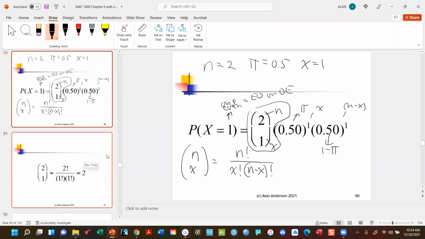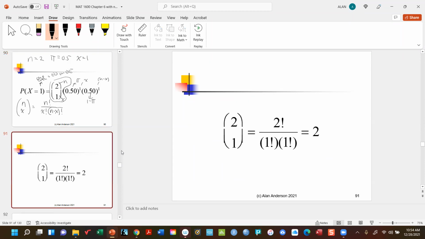And let's jump ahead and look at that. And that turns out to be 2, okay? Because this is what you're actually getting: 2 factorial over (2 minus 1) factorial times (2 minus 1) factorial, and we end up with a 2. And that basically means there are 2 ways of getting a single even number.